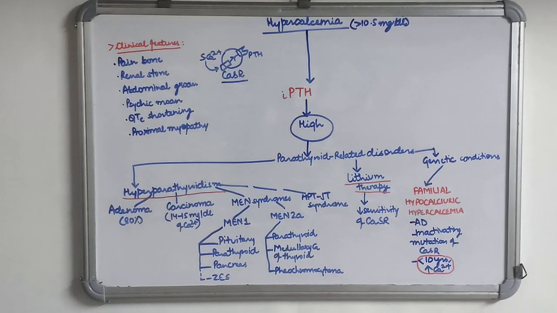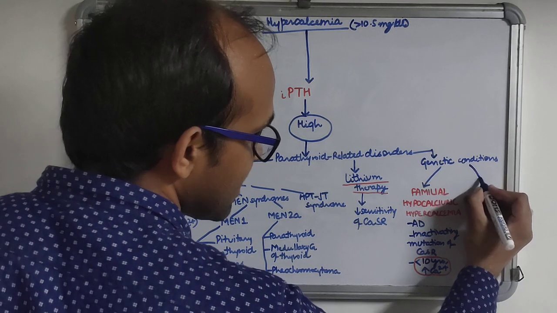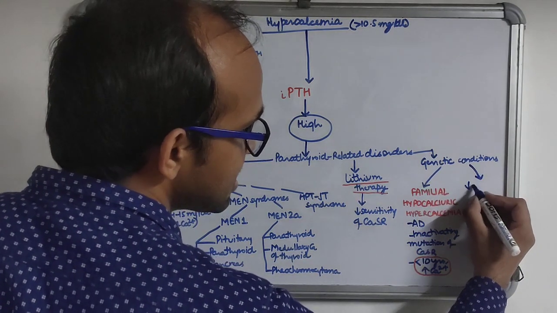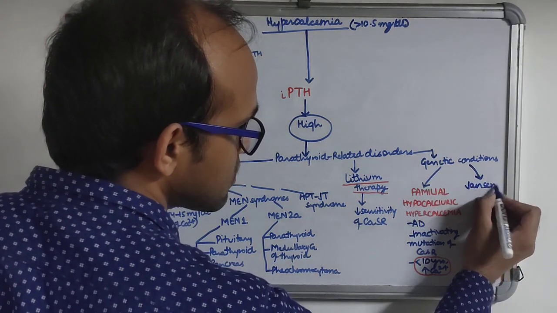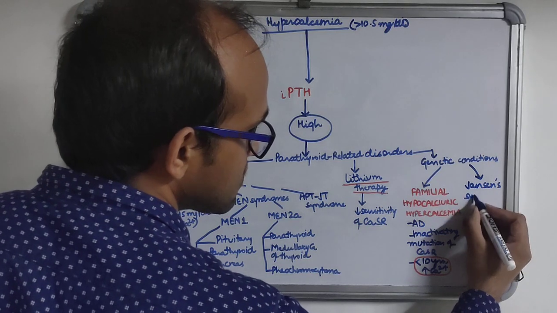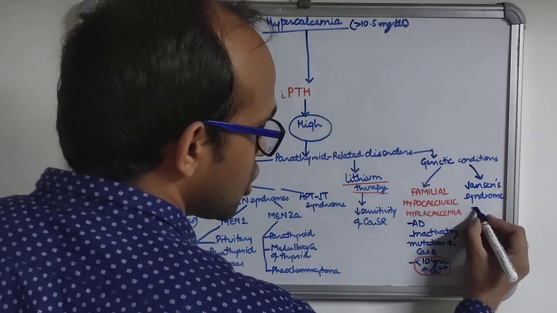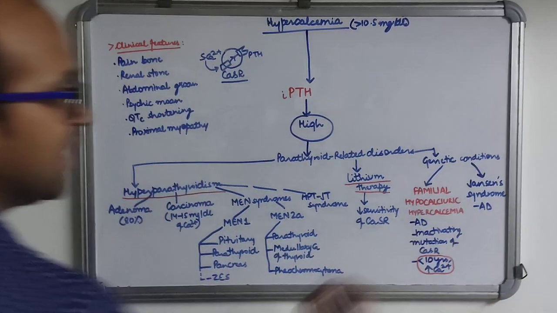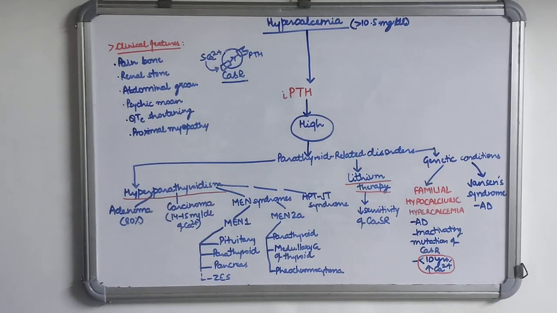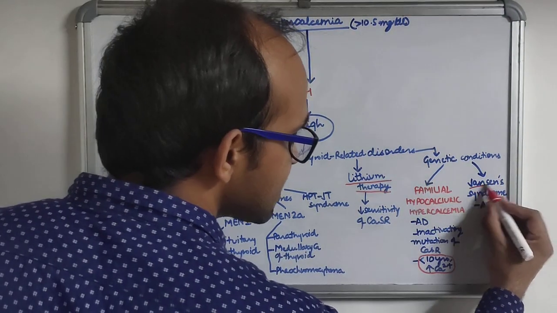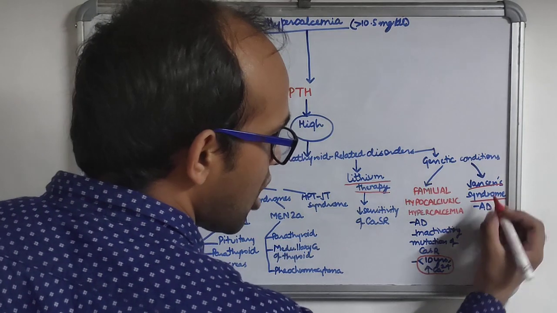Now, another genetic condition I want to discuss here, Jansen's syndrome. Strictly speaking, again it is autosomal dominant. Strictly speaking, it is not a hyperparathyroid state. Rather, in this condition, PTH is undetectable or low.